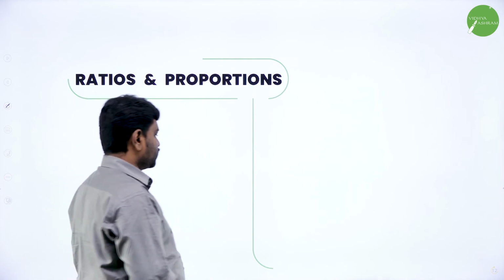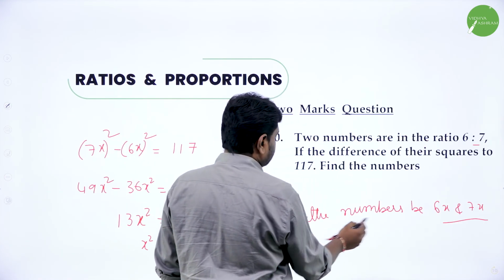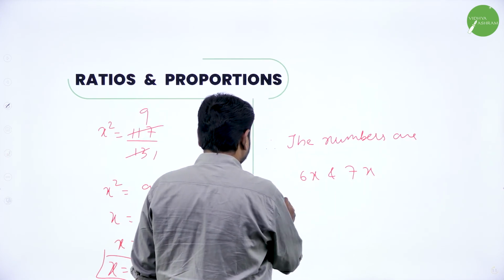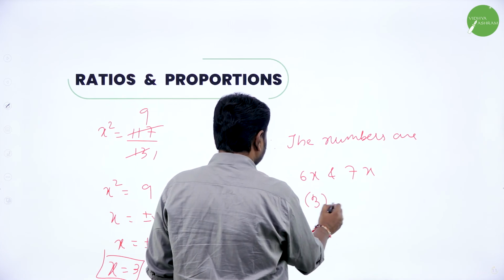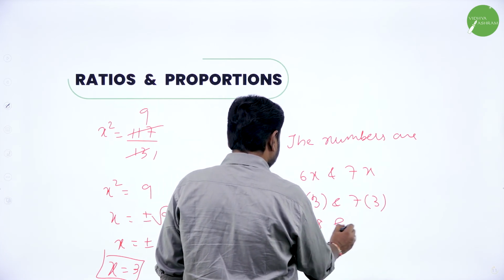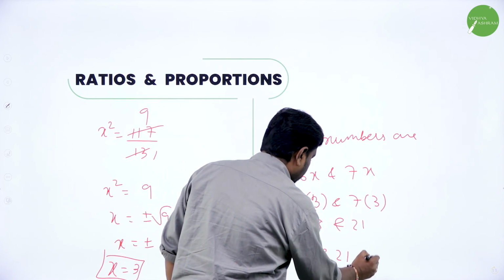So therefore, what are the numbers? We took 6x and 7x. That implies 6 into x, you got 3, and 7 into 3. 6 threes are 18 and 7 threes are 21. Therefore 18 and 21 are the numbers.